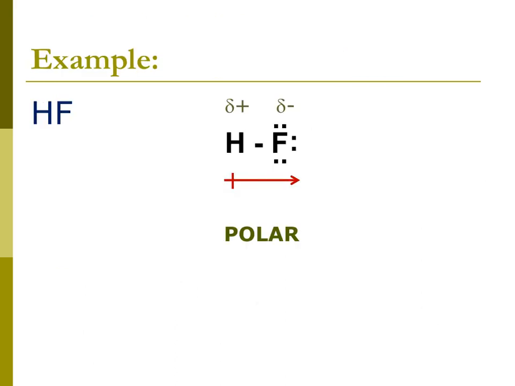Let's end with some examples determining polarity. First, we have HF. Fluorine is more electronegative than hydrogen, so that would be a polar bond. And as the only bond, that would of course indicate a polar molecule.